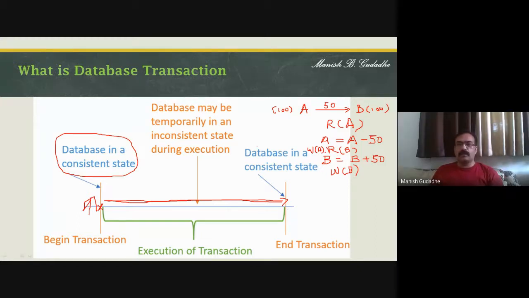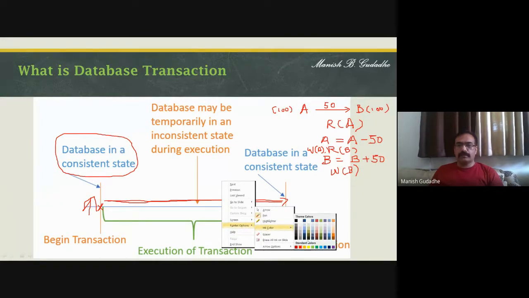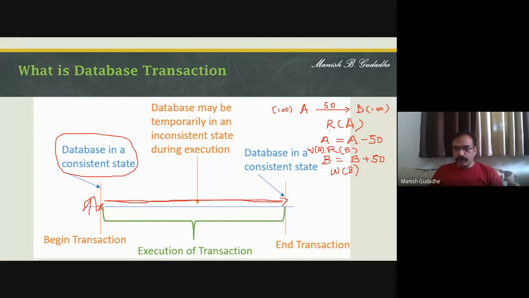So in this case, what are the things happening? First of all, we have read A. Now we got the information A is equal to 100. Then A is deducted by 50 rupees, and I have written A. Now at this point, what is the value of A? Value of A is 50. And what is the value of B? B is 100.